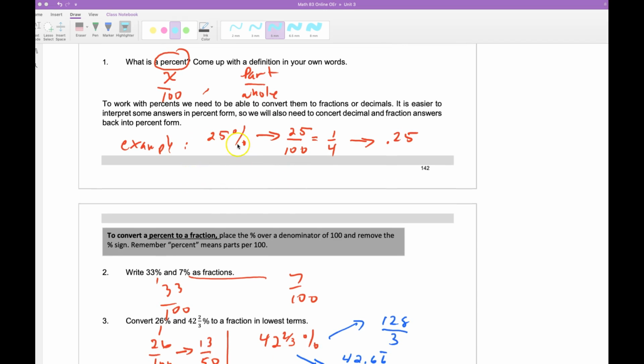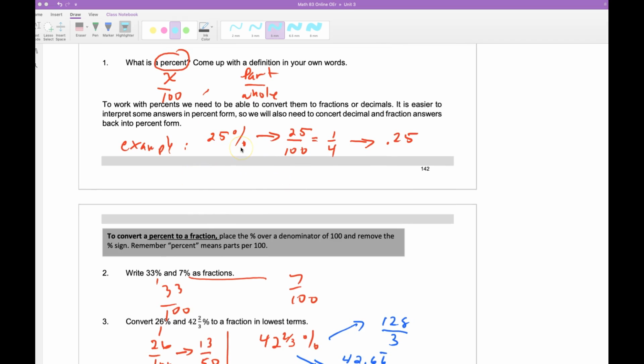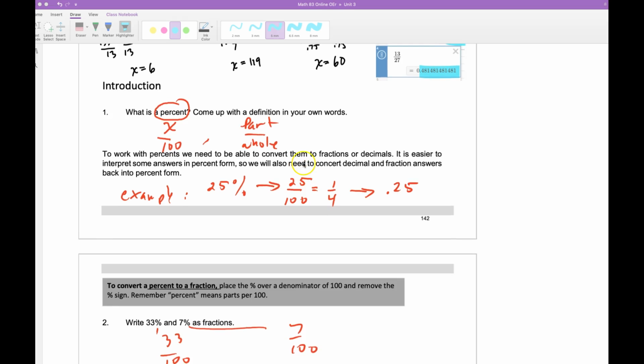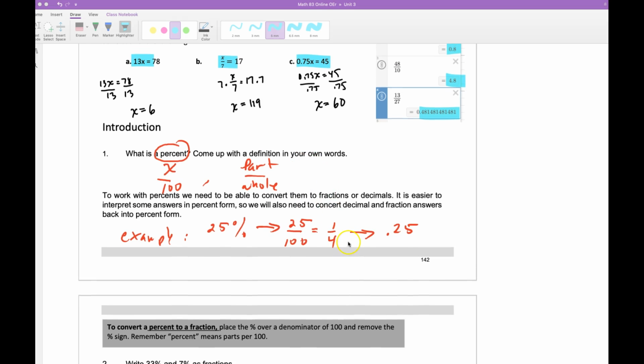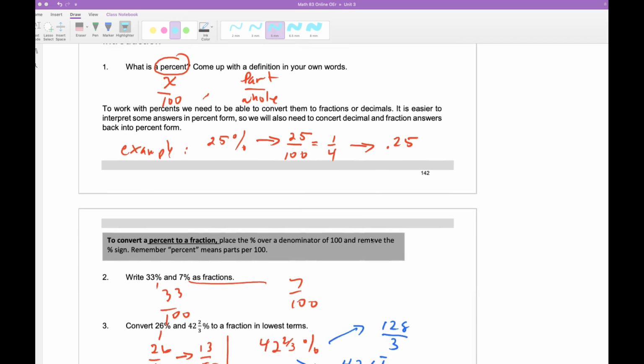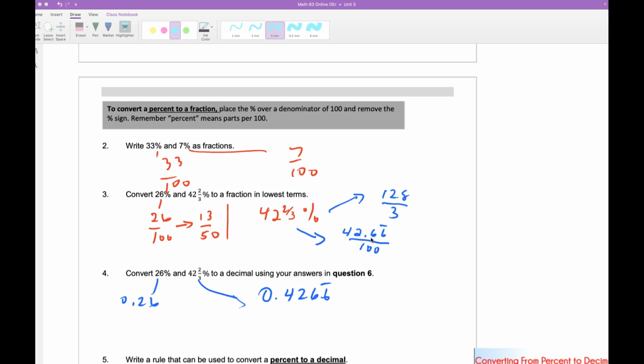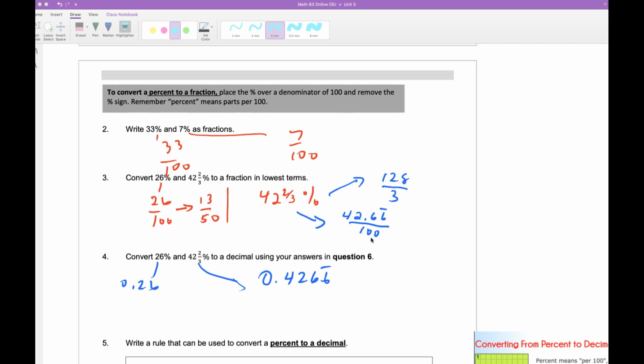So take a look at this example here where we have 25%. That really means 25 out of 100. We then would reduce that fraction to 1/4, or convert that into a decimal, or 25 hundredths, or 0.25. So that's a skill that you want to be able to do here. And here are some problems where you can look at the answers. 33% and 7% as fractions do not reduce, so that would be the final form.